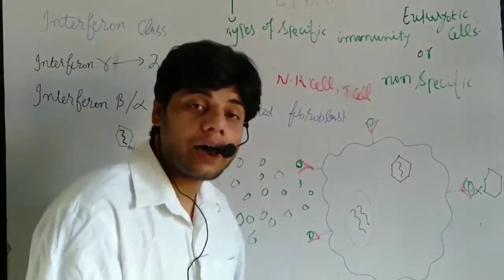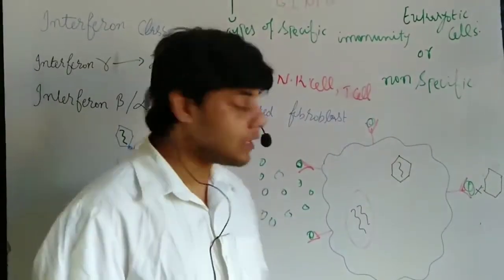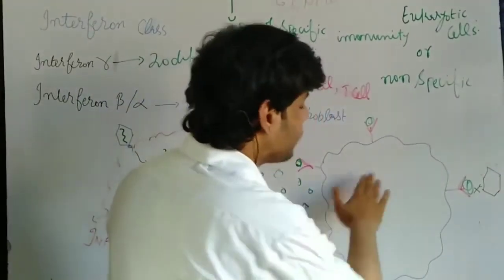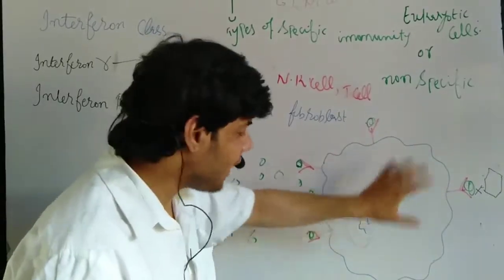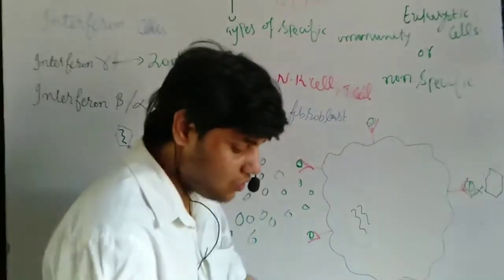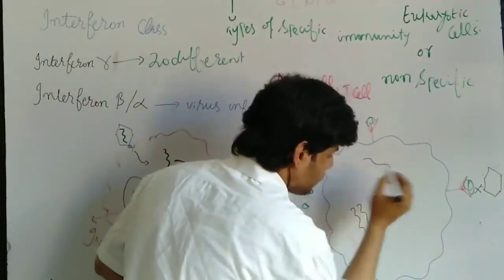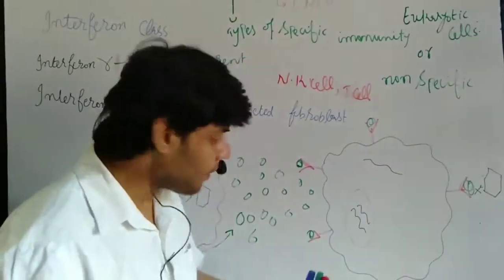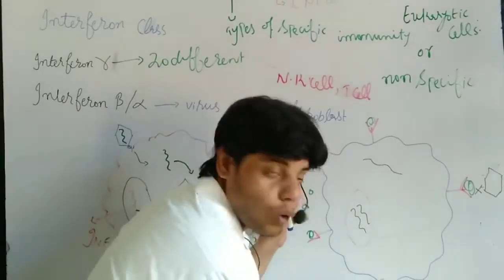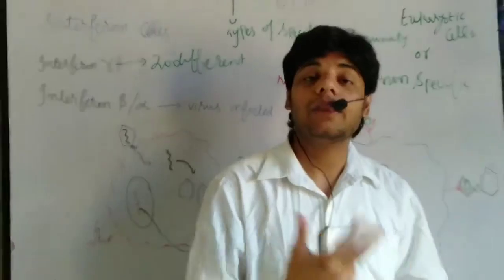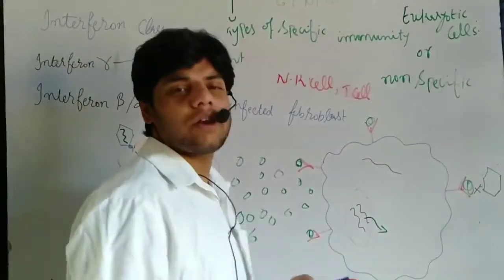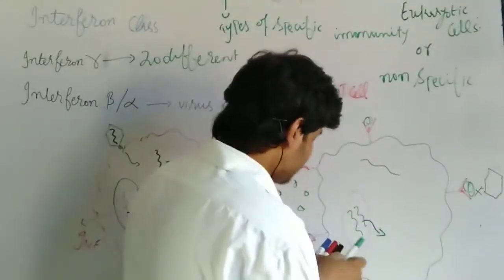Now these genes get activated when the viruses are complete, or before a complete virus is formed. What actually happens before that, when the virus attacks the cell and injects its genome? Let's suppose this is the genome. After that, the genes of this host cell get activated, and when they are activated, the genes release antiviral proteins.